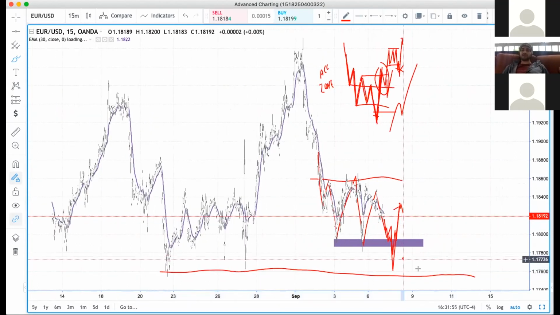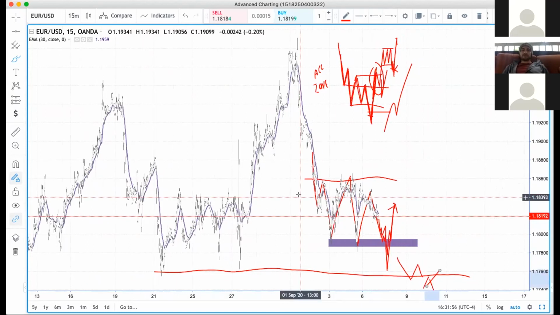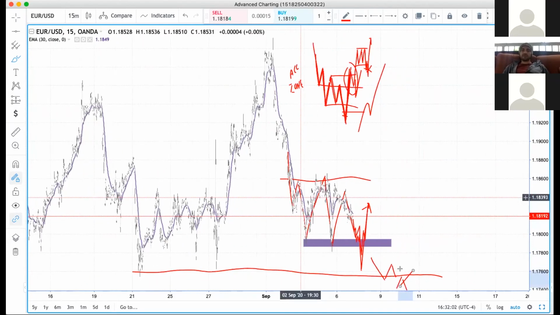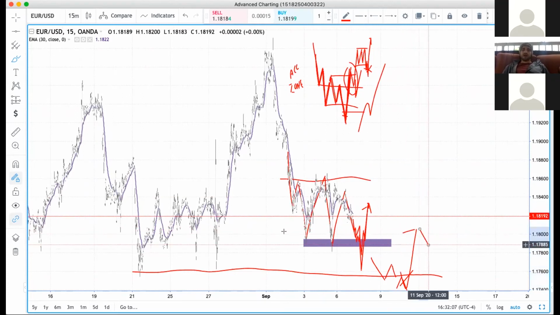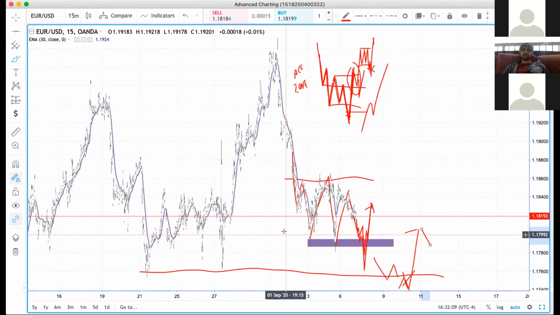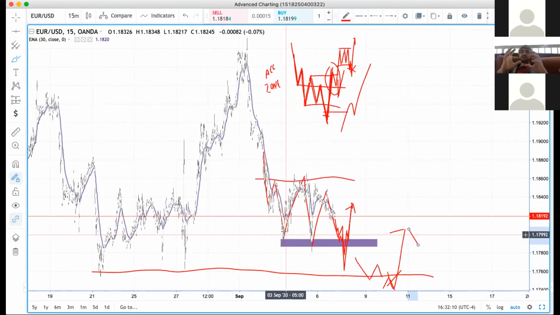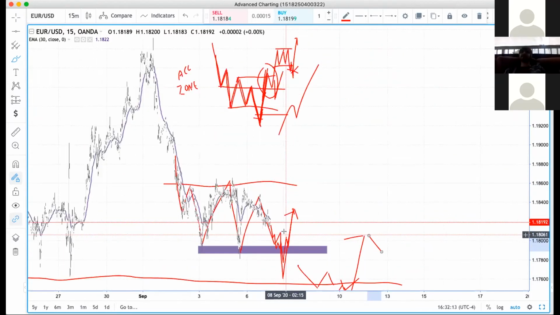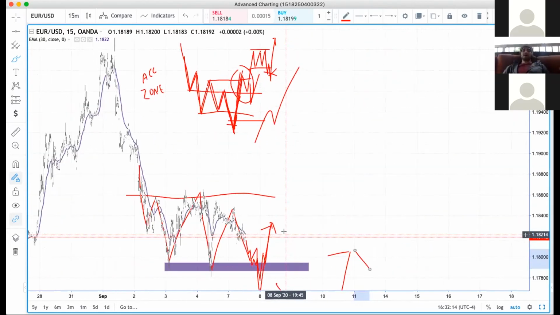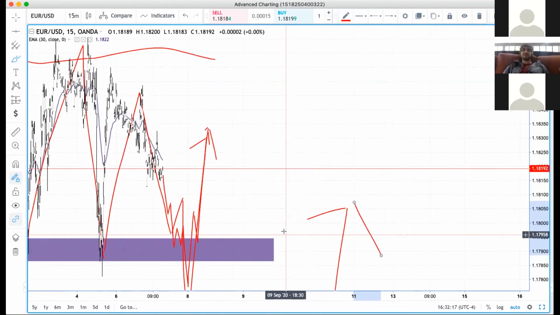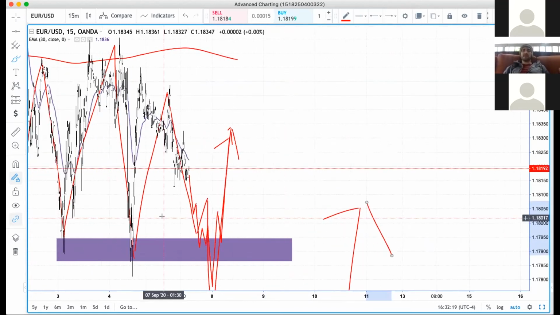But as long as we can get a reaction off these support levels, give me a second. Yeah, as long as we can get a reaction off these support levels and that immediate spring up, we should be golden. And you just keep readjusting your order flow analysis as price unfolds. And that's just the name of the game, man. That is the name of the game.